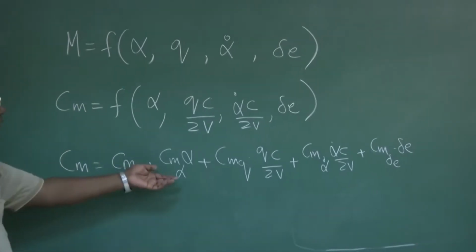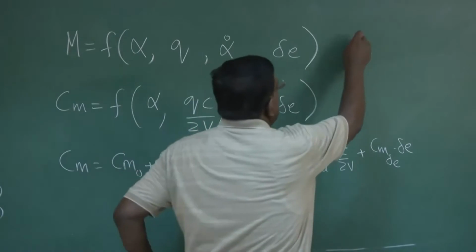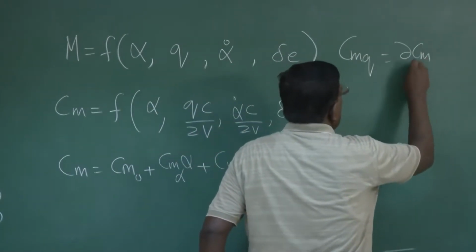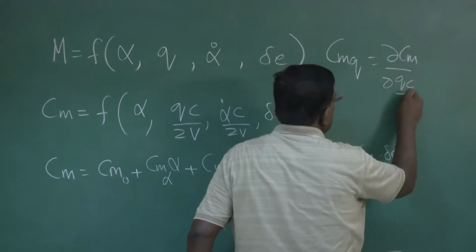What is Cm alpha? This is dCm by d alpha. What is Cmq? Cmq was dCm by d(qc by 2V).